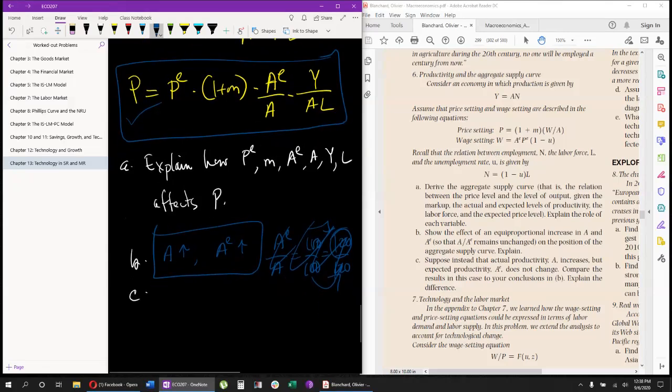That's in B. In part C, suppose instead the actual productivity increases, but expected productivity does not change. Okay. In part C, what's going to happen is this. We didn't expect productivity to increase, but for whatever reason, productivity does increase. So now our technology is better than what we expected it to be. As a result, once again, what will happen to price? Okay. So it's not really that complicated. I'm sure you guys will be able to do it.